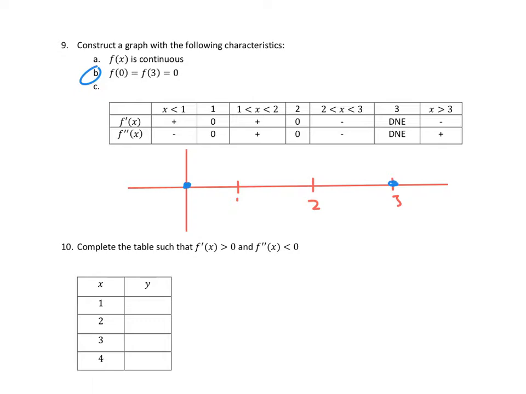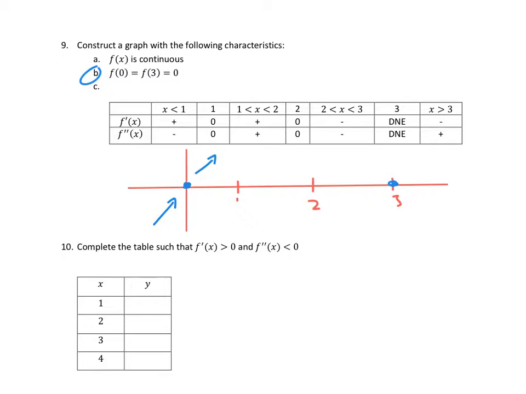So let's just start to sketch this out. We know that our derivative is positive for everything that's less than 1. All right? So less than 1, our derivative is positive. That means we're increasing. Okay, so we're going up. At 1, it looks like we have a possible maximum or minimum.